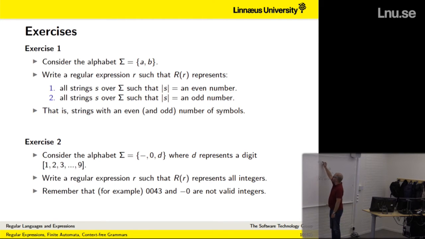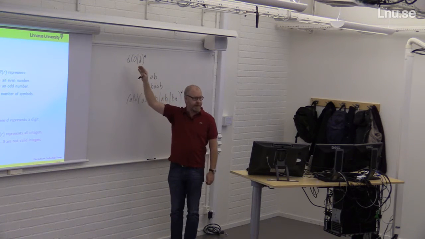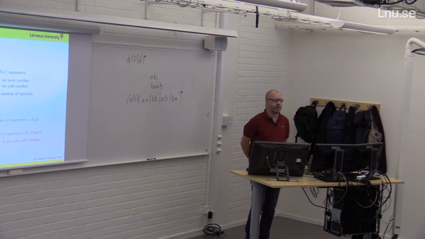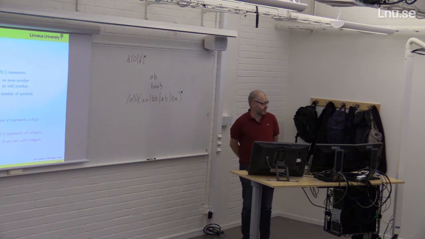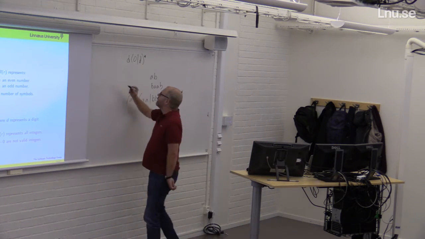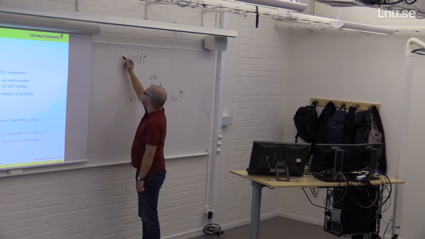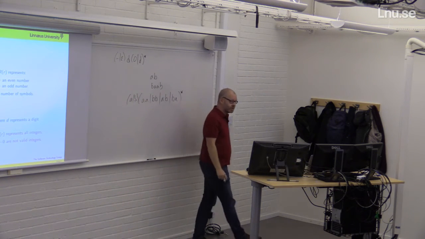This is not the correct solution. It must start with a digit, and then any combination of 0 and D would do. What's the problem with this? Yeah, I have completely dropped the negative numbers. Okay. Then I insert, it could be minus or it could be the empty string, that means nothing. Is this a correct one?